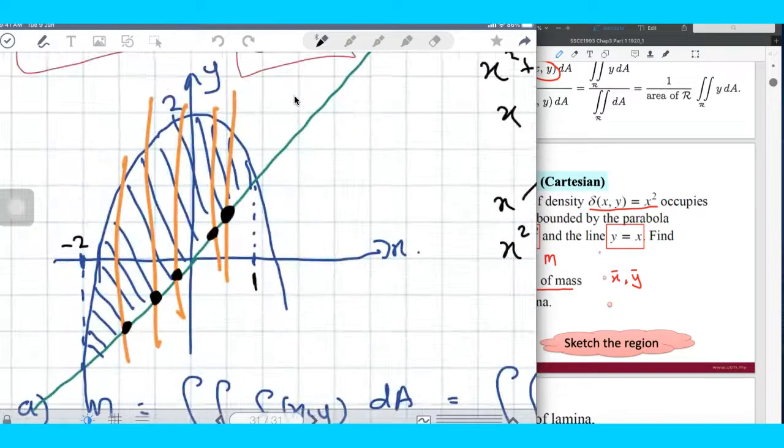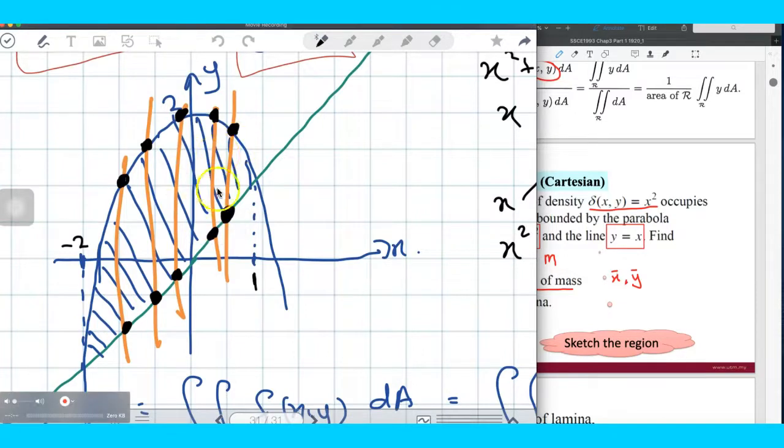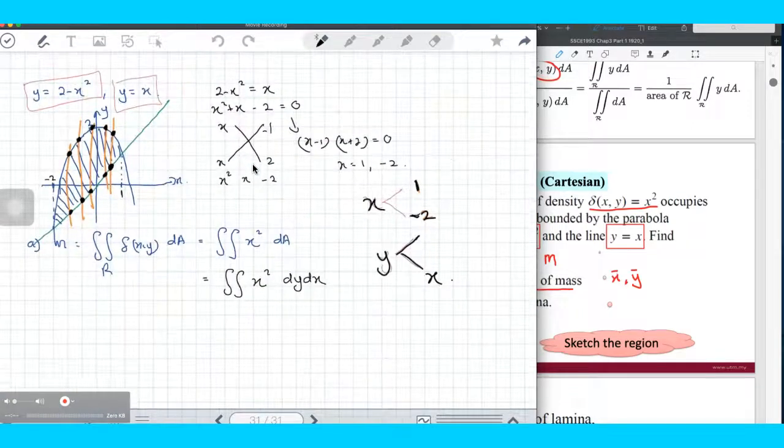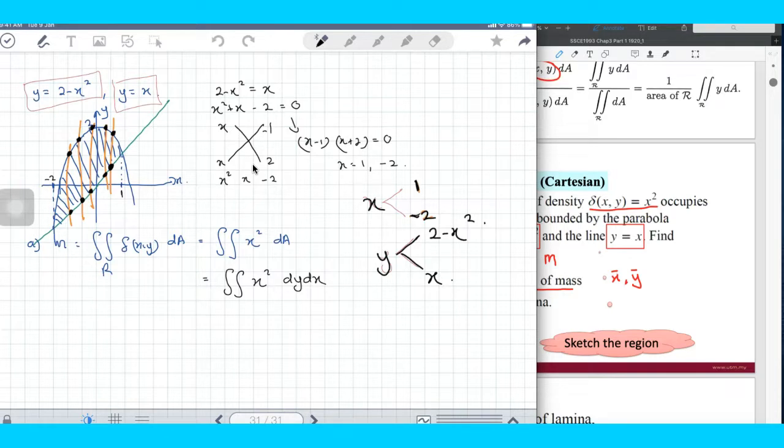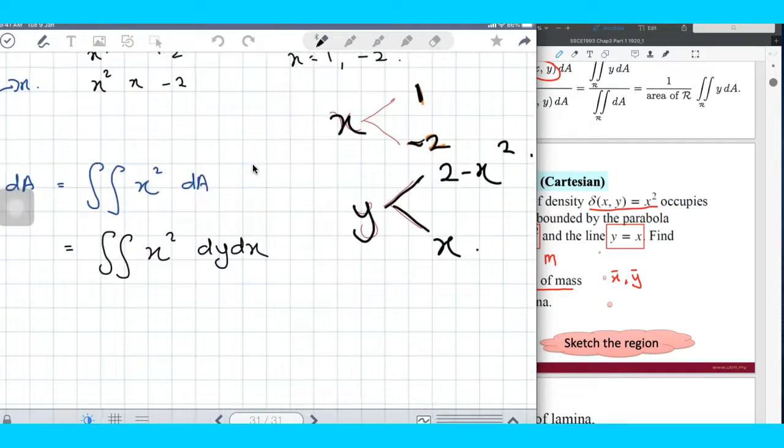So when you keep going upward, that is the terminal point that you can have on the vertical line that you sketch here. All these points belong to the quadratic 2 minus x squared, so y equals 2 minus x squared. Now you have already obtained the limits: x from minus 2 to 1, and y from x to 2 minus x squared.